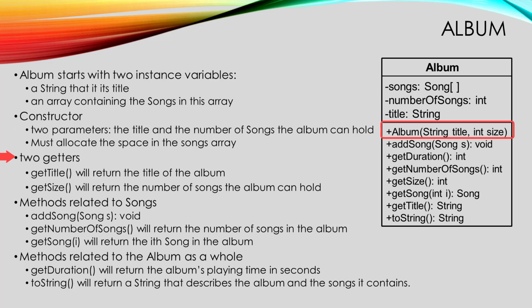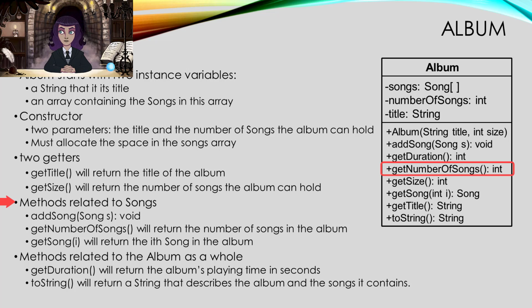The methods in Album fall into 3 categories. It has 2 getters that return information about the title and the size of the album. It has 3 methods related to songs. addSong is how we put a song into the album. getSong is how we get the song that is in a particular position of the album. And getNumberOfSongs tells us how many songs are in the album. Compare getNumberOfSongs to getSize. getSize is how many songs the album can hold, but getNumberOfSongs is how many songs it's holding right now.